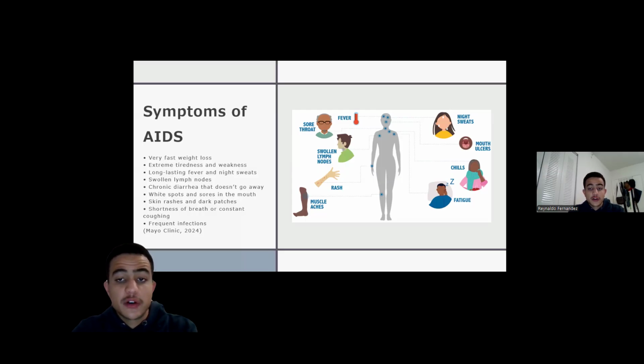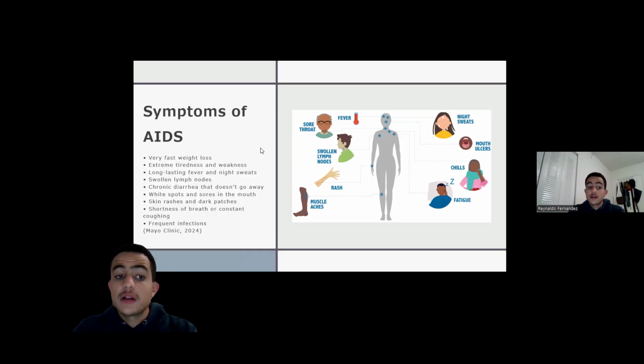And then we have swollen lymph nodes because, as I mentioned before, HIV attacks CD4 cells, and lymph nodes are the factory of immune system cells. They basically produce a great majority of the immune system cells, and then HIV attacks specifically these lymph nodes. And as I mentioned before, HIV was discovered in an isolated lymph node. And then chronic diarrhea that doesn't go away is also a common sign.